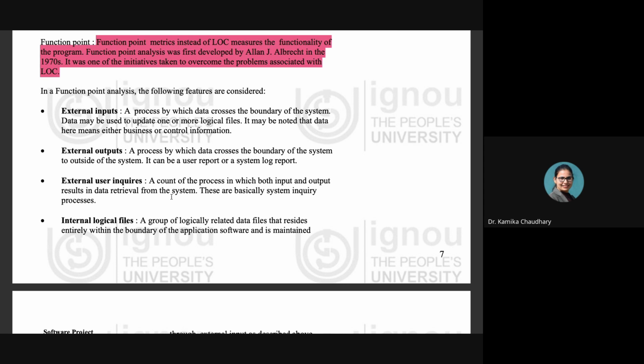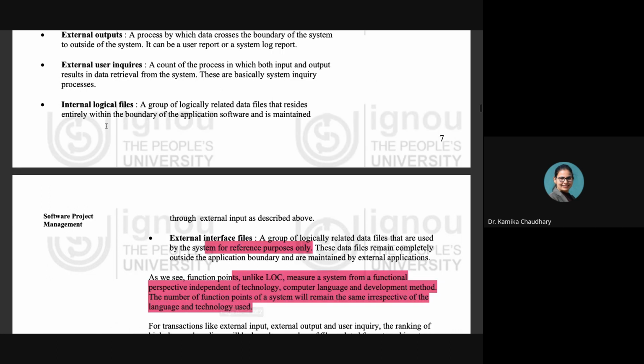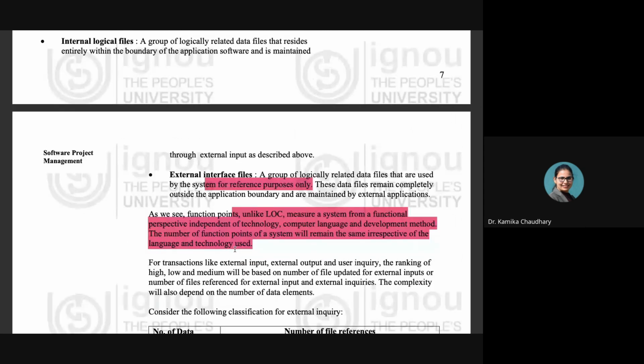Internal logical files are basically the files that are residing inside the system only. Then we have the external interface files. Obviously, there will be certain files which need to be referred to and which are residing outside the boundaries of the system. These are the files which come into the category of the external interface file.